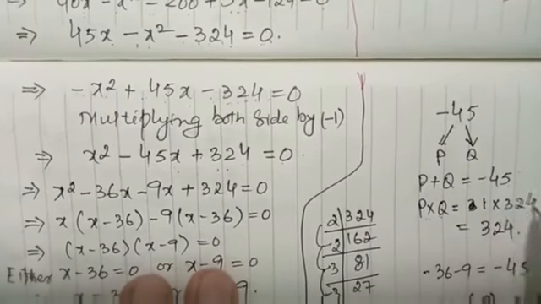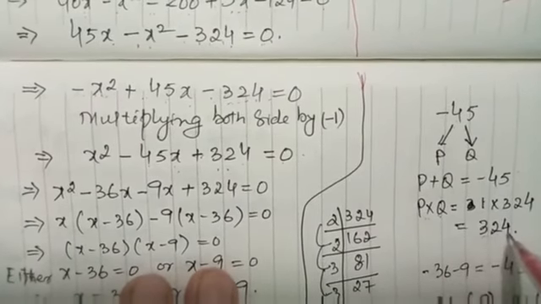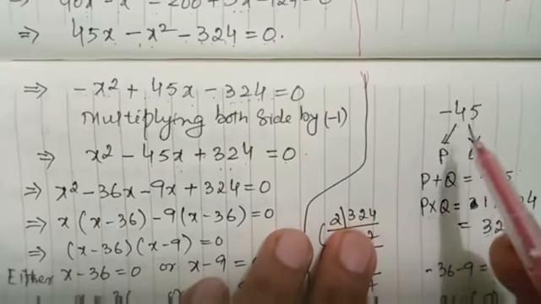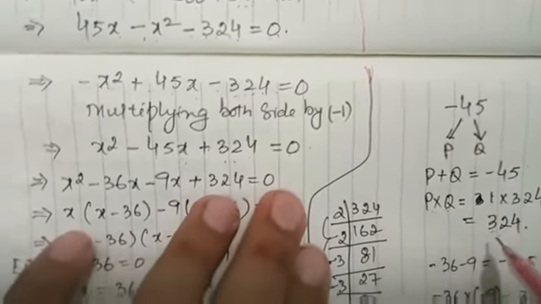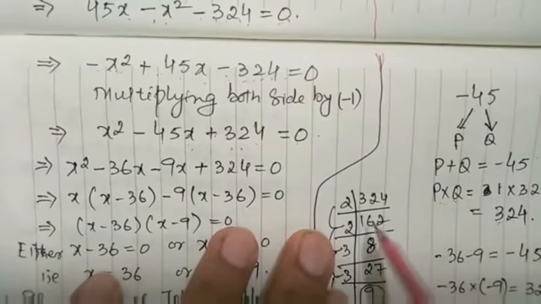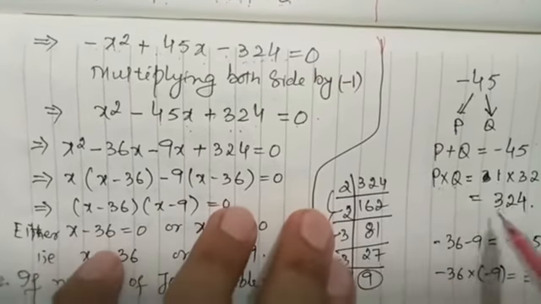So that's 1 into 324, we will get 324. This is the way how to split this minus 25. Now see what I will do. I will write here the prime factorization of 324.